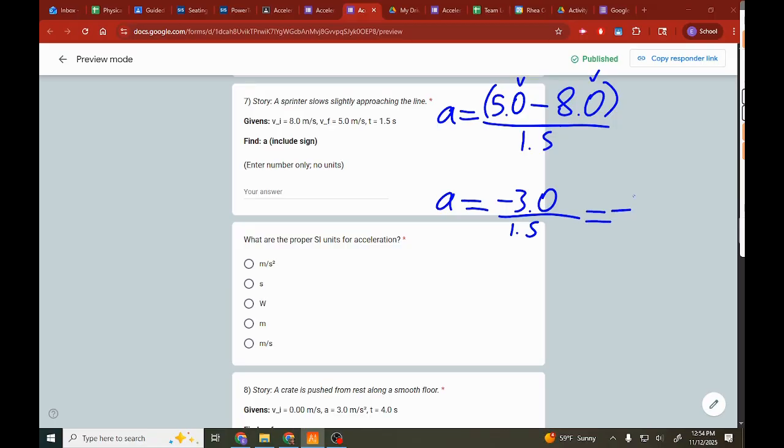But it only comes out to be negative 2. So in order to get that second sig fig, we just say negative 2.0 meters per second squared. And we mark our meters per second squared.